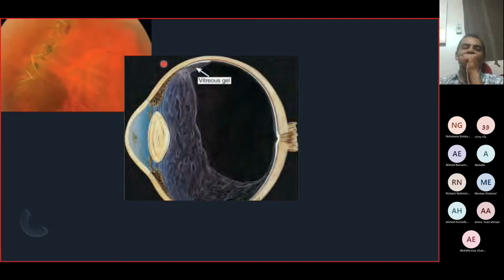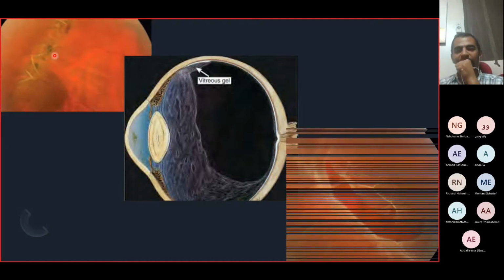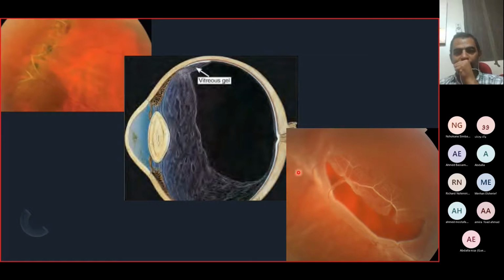Where does the break usually happen? At the anterior edge of the lattice degeneration or the posterior edge of the lattice degeneration? Let me give you a clue. If you have a patient like that, is it adherent to the posterior border of the lattice, the one close to the optic disc, or to the anterior border of the lattice, the one close to the ora serrata?